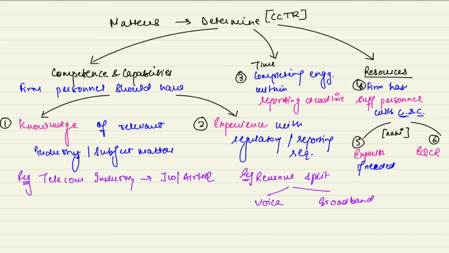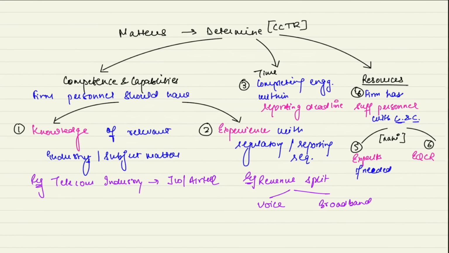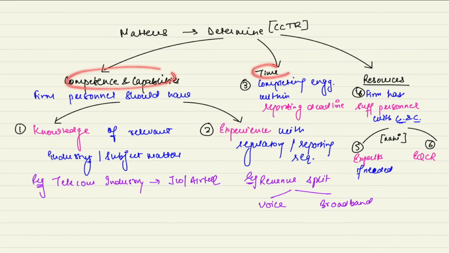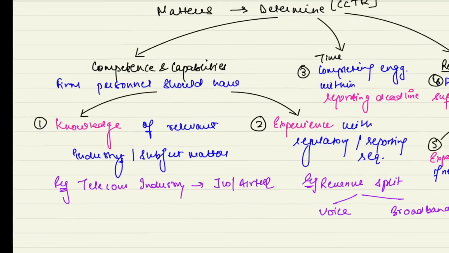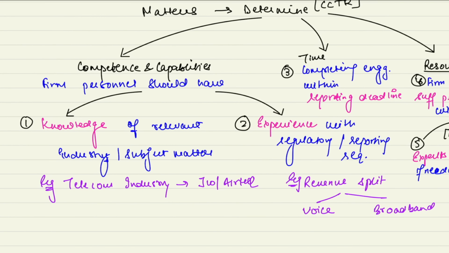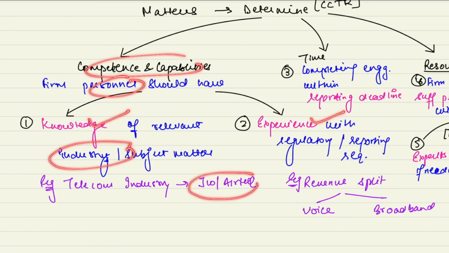Please focus on the board. Matters to determine the CCTR. So I just broke the matters into competence, capability, time, and resources. First of all, let's focus on competence and capability. In competence and capability, you need to check whether the personnel has knowledge and experience. Knowledge about the industry, that means if you are doing the audit of Jio or Airtel, you should know the telecom industry. Experience of reporting requirement.